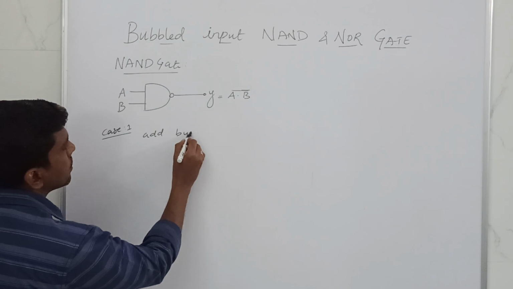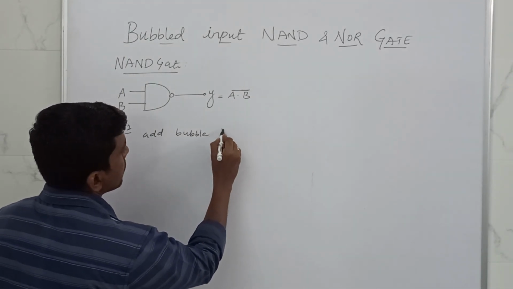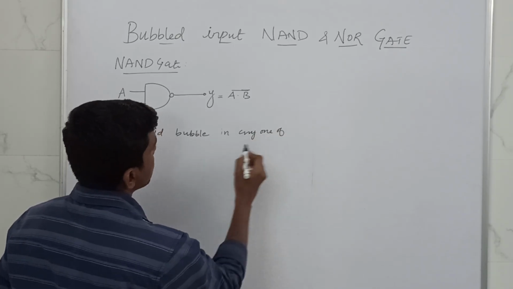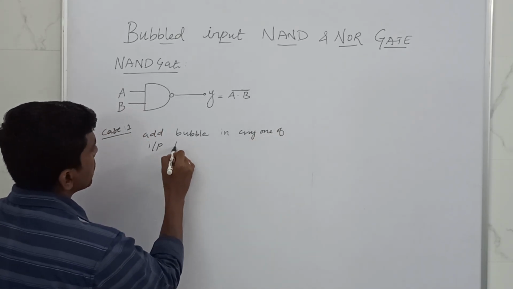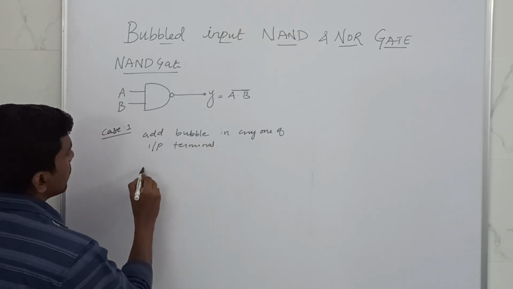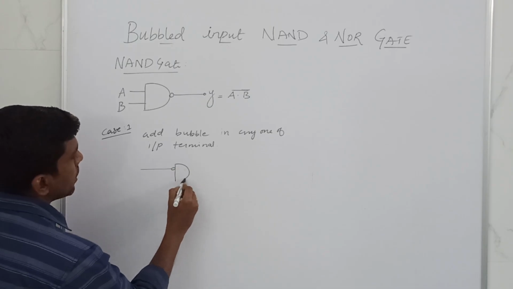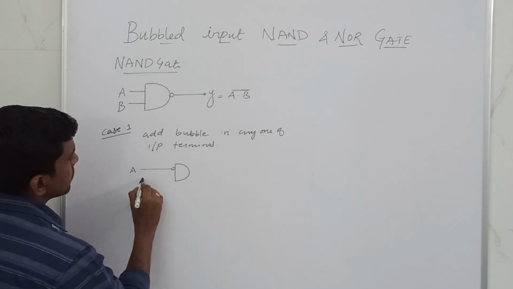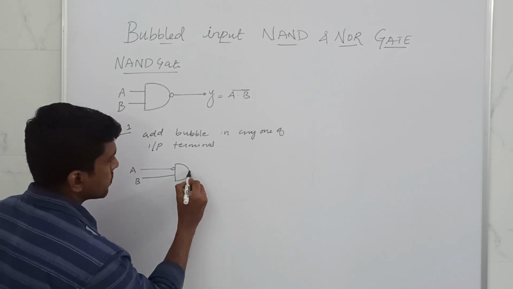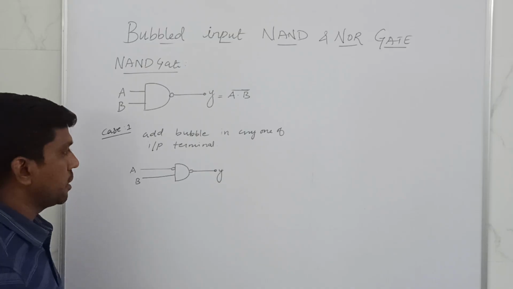Add a bubble in any one of the input terminals. Here let me introduce the bubble in the A terminal, and the other input B is directly connected to the NAND gate. The corresponding output is Y.